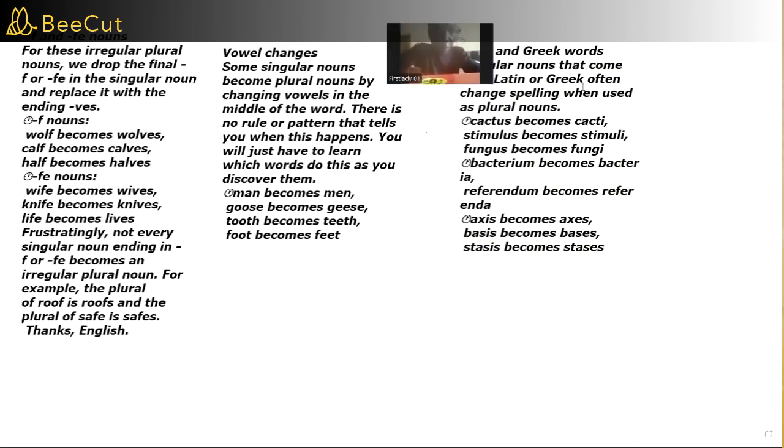Singular nouns that come from Latin or Greek often change spelling when used as plural. Can the three of you read that? Let me hear. Singular nouns that come from Latin or Greek change spelling when used as plural. Okay, very good. Now you can continue. So they often change. For example, cactus becomes cacti. Okay. Stimulus becomes stimuli. Are you hearing that?